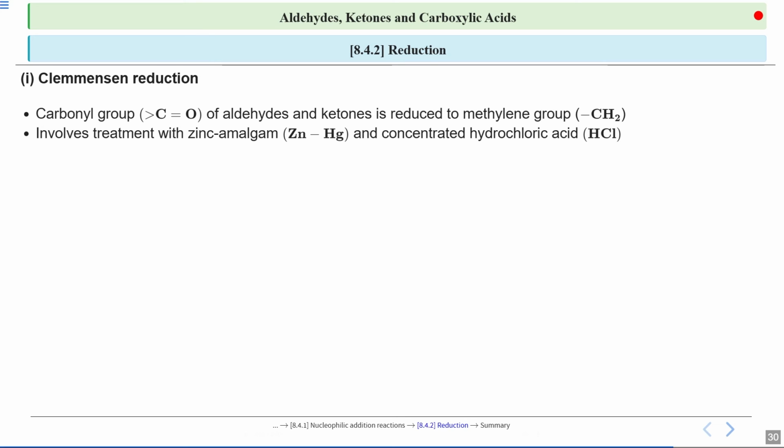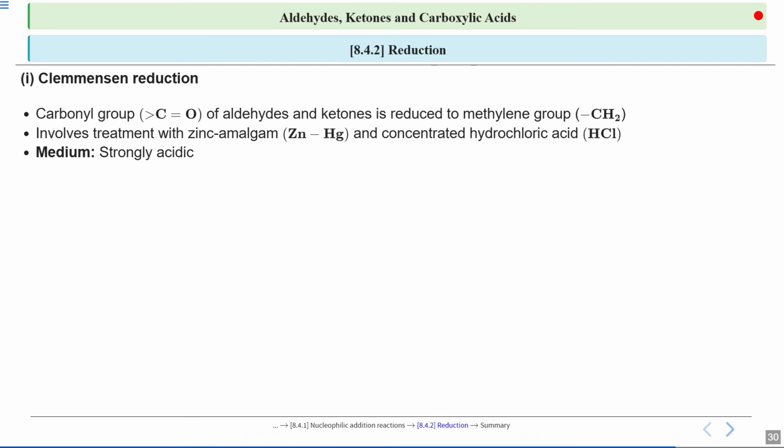Now, to perform this Clemmensen reduction, we use zinc amalgam, in which zinc is mixed with mercury, and concentrated hydrochloric acid. This combination creates a strongly acidic environment, which is necessary for the reaction to proceed. So the reaction medium is strongly acidic, which is crucial for the Clemmensen reduction to work effectively. This acidic condition helps in breaking the carbon-oxygen double bond and replacing it with hydrogen atoms.